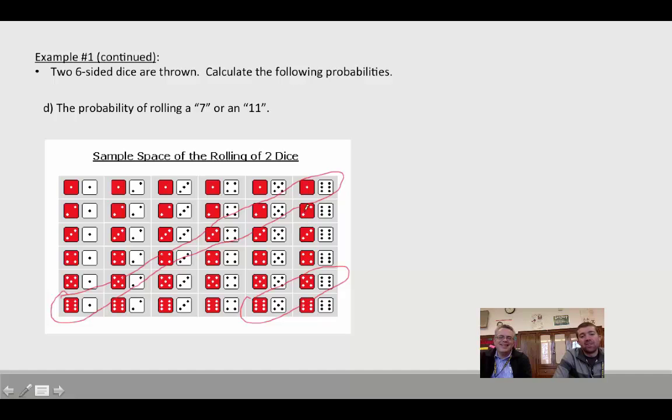There's 6 ways you can get a 7. There's only 2 ways, though, you can get 11. So here is 8 out of 36, or 4 out of 18, or 2 ninths. All right, let's switch to cards.